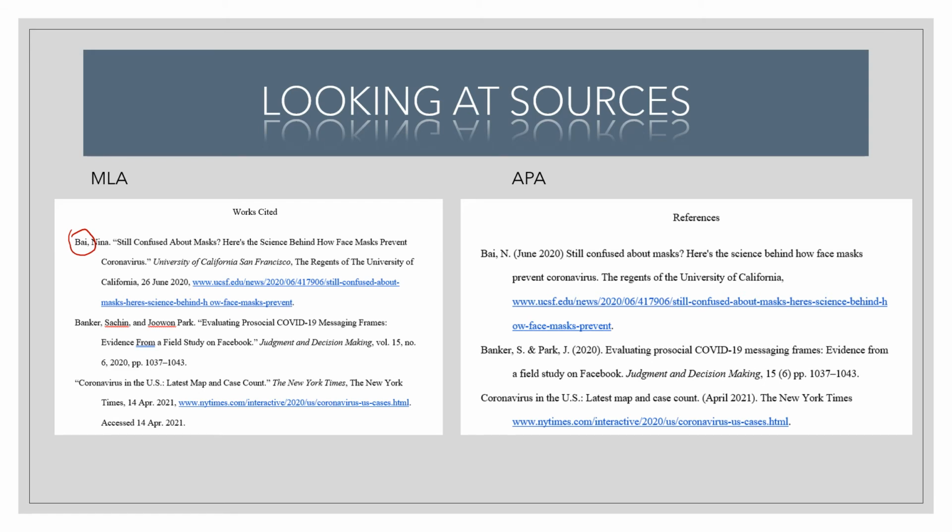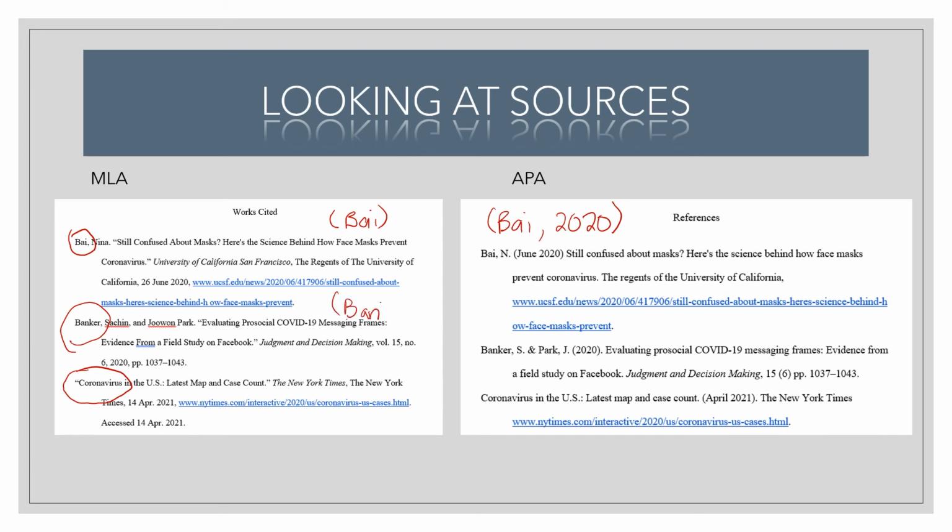So in this case, it would be BAI. In this case, wow, that is really tiny, but I think it says banker. So it would just be banker. And in this case, notice we do not have an author. So the citation for this one is going to be BAI. And it would be the same here, BAI 2020. Over here it's going to be banker.